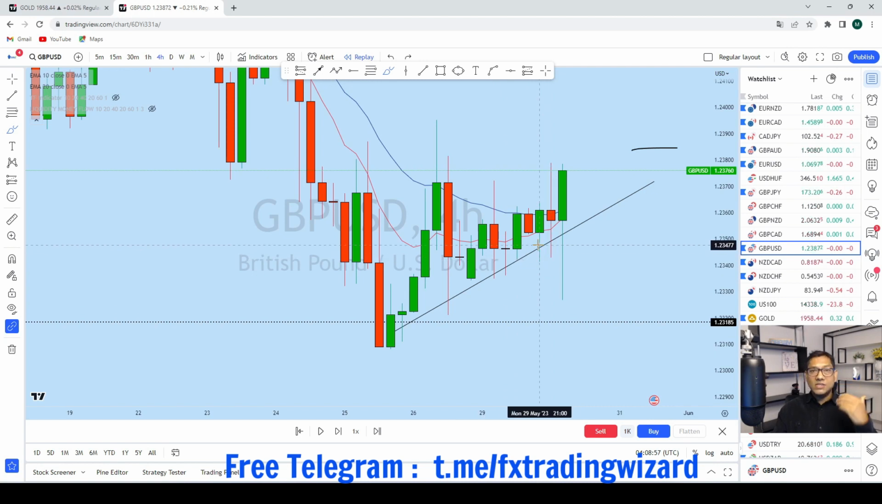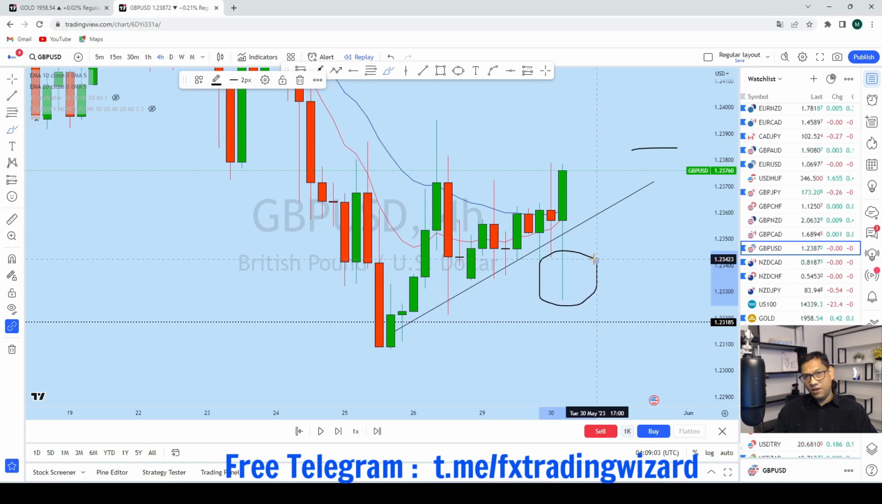So when everyone started to buy, there is a huge stop loss below this level. Now when there is a stop loss, for the buyer, the stop loss is a sell order. So once there are a lot of stop losses in that area, this is where the liquidity is.